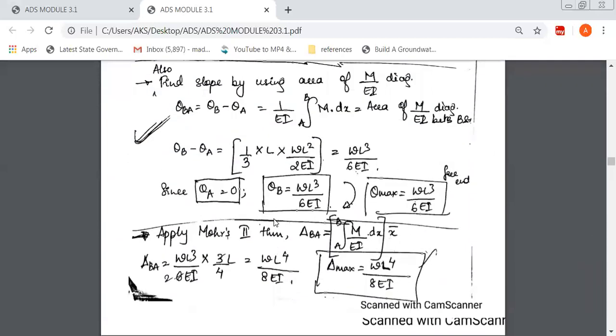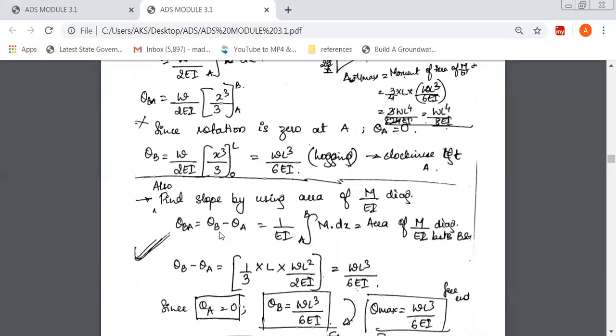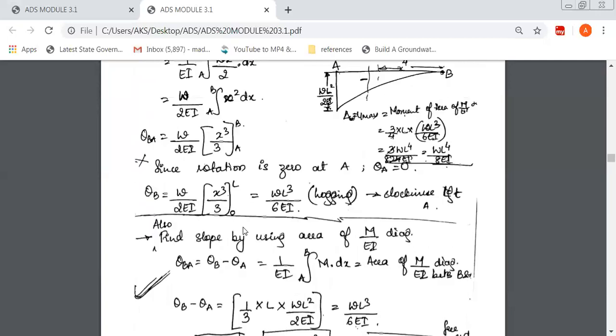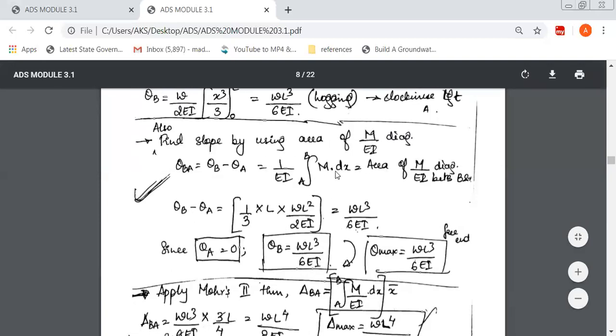Ours was a cubic curve. So you can see it is a cubic curve, and the centroid from the right end is 3/4 of L. Now let's apply the formula. The first formula is Mohr's first theorem, used to find the slope using the area of the M over EI diagram. If you want to find theta B, theta B minus theta A is equal to the area of the M over EI diagram.